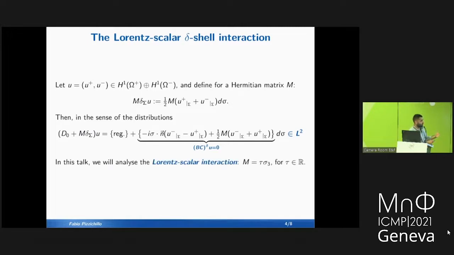So in particular, in this work, we consider a particular class of boundary conditions. We consider the Lorentz scalar delta-shell interaction. That is, we consider a matrix M of this form, τσ3, with τ a real number.